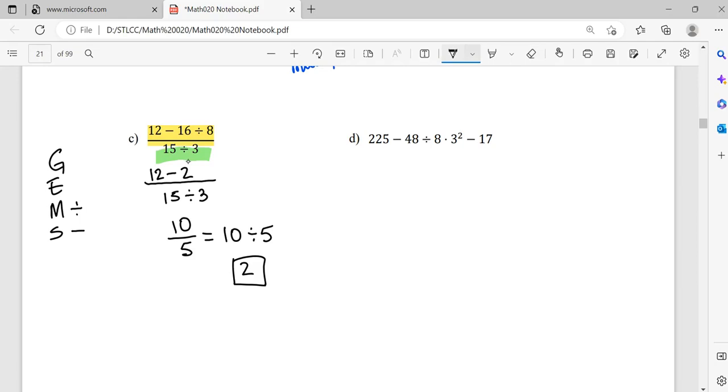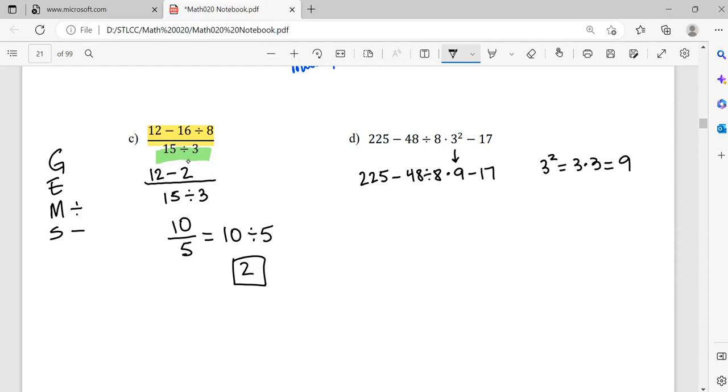All right, so let me clear it out so it's not bothering us. Let's go ahead and decide on the first step. Again, go through your order of operations. You do not have a grouping symbol, but you do have the exponent. So the exponent, this part right here, is going to get done first. So I'm going to copy 225 minus 48 divided by 8 times 3 squared. 3 squared is 3 times 3, which is 9. So I'm going to write 9 in there, minus 17. Okay. That is the only thing that is done on the second line.